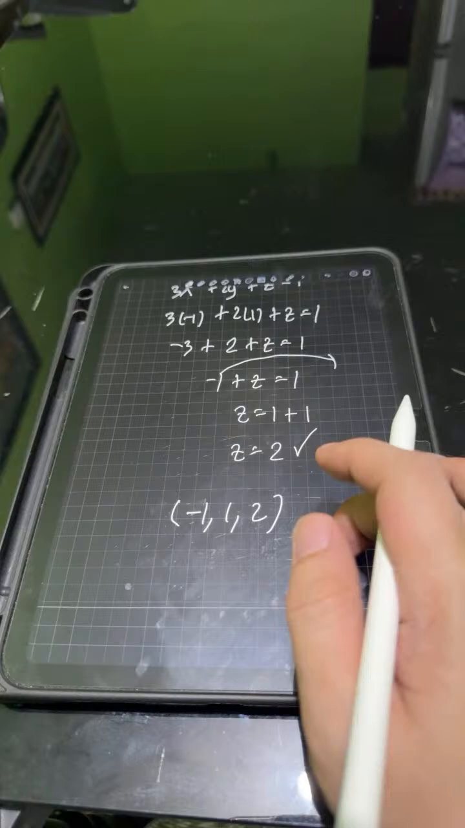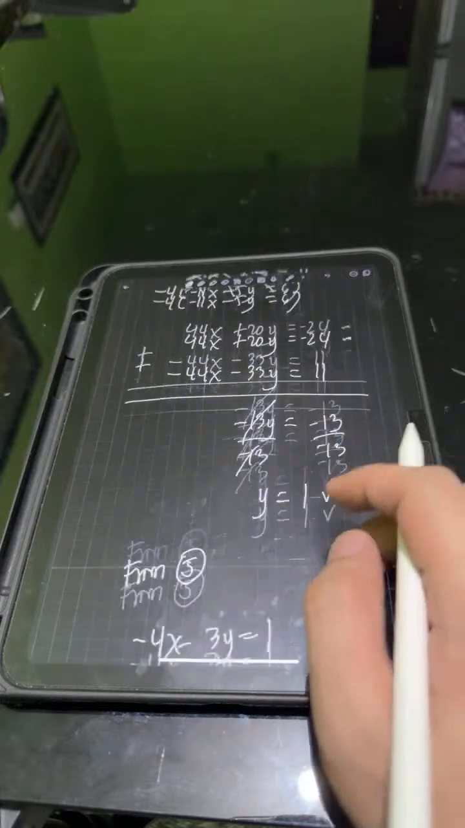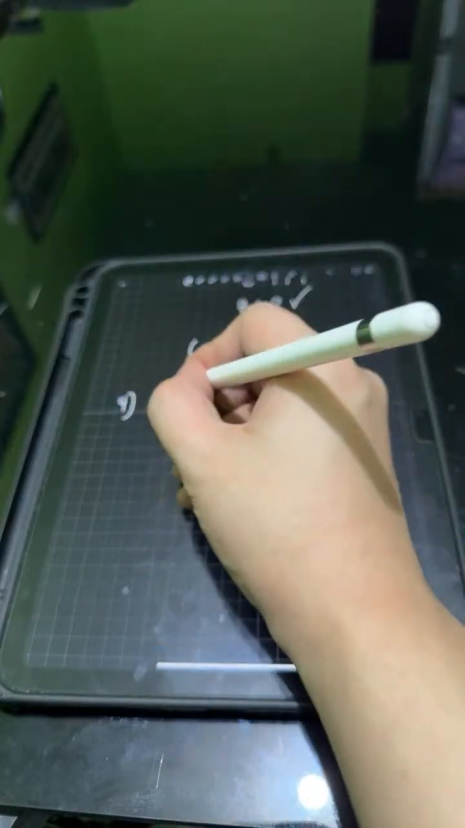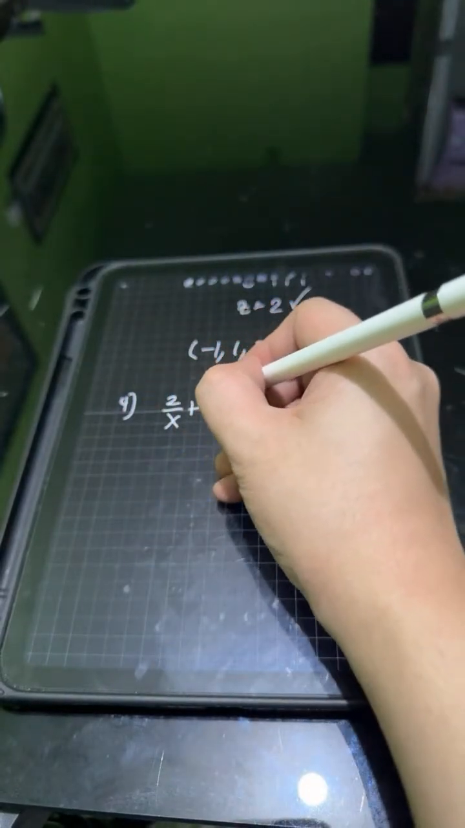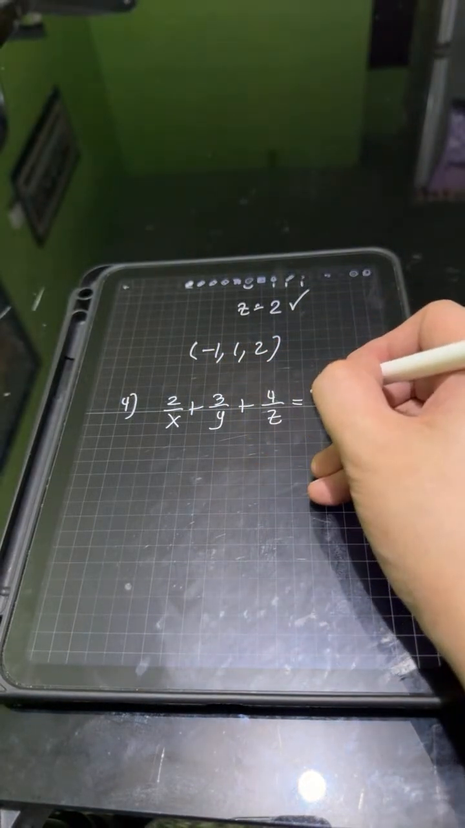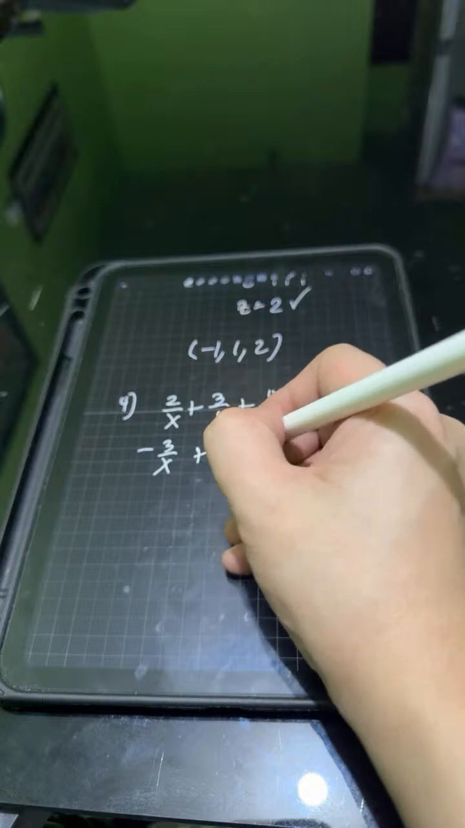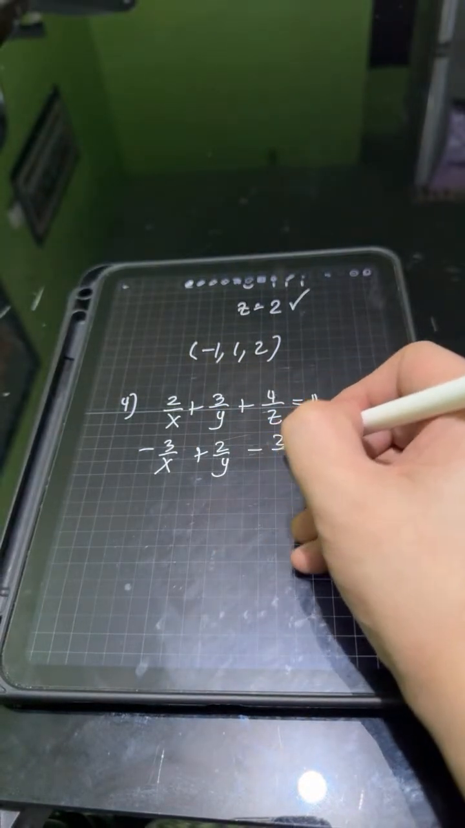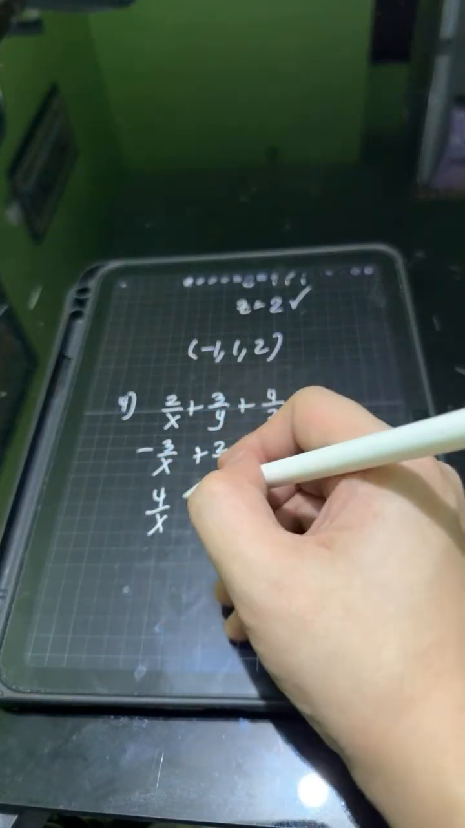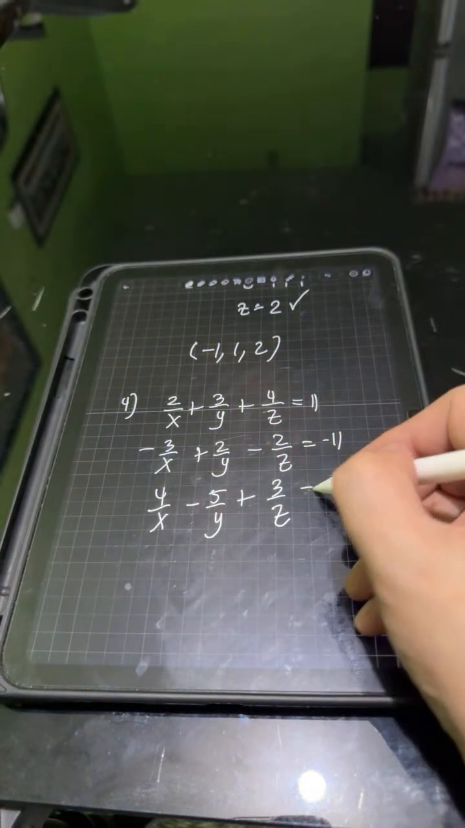Okay, next problem number 4. What if we have 2 over x plus 3 over y plus 4 over z equals 11, negative 3 over x plus 2 over y minus 2 over z equals negative 11, and 4 over x minus 5 over y plus 3 over z equals 18.